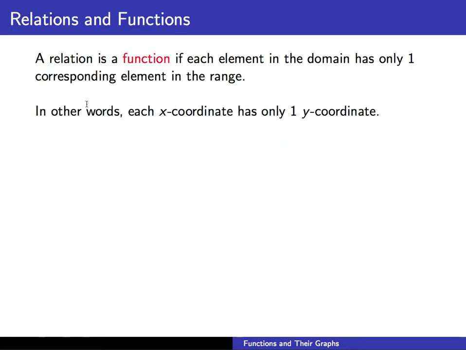So a relation is a function if each element in the domain has only one corresponding element in the range. To put it easier than that, in other words, each x-coordinate gets only one y-coordinate. So every x-coordinate for our relation would be unique, would not have more than one y-coordinate with it.